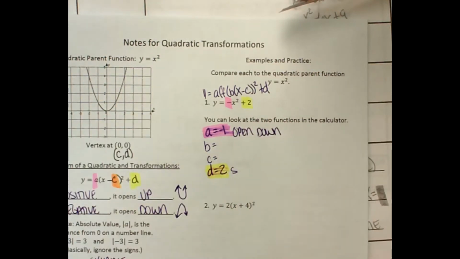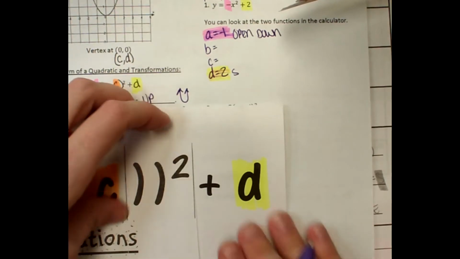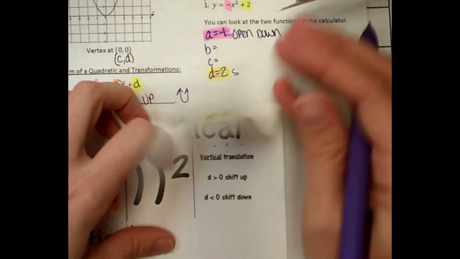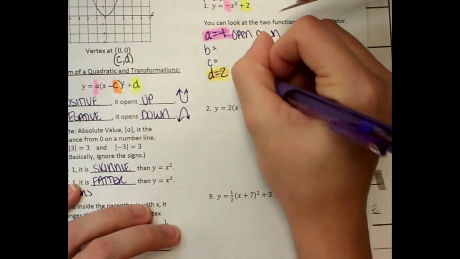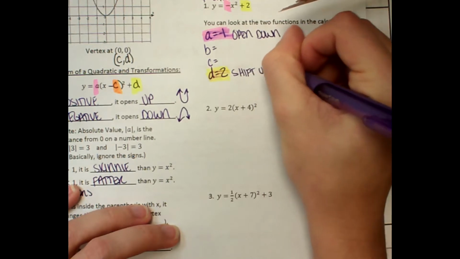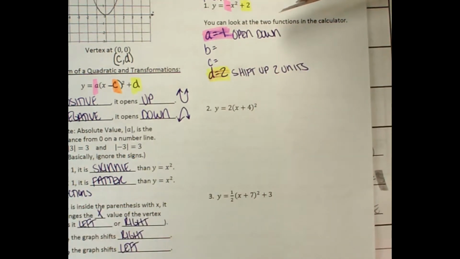And then with your D value, as we open it, so it's a +2. When D is greater than 0, it shifts up. So it's going to shift up 2 units. Okay? So you need to start remembering this from linear.